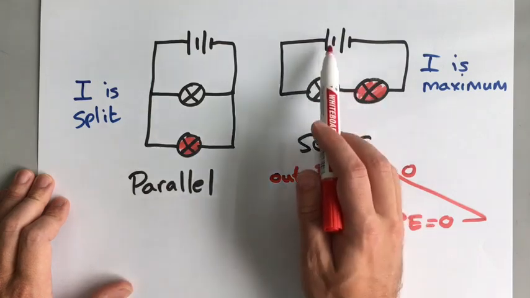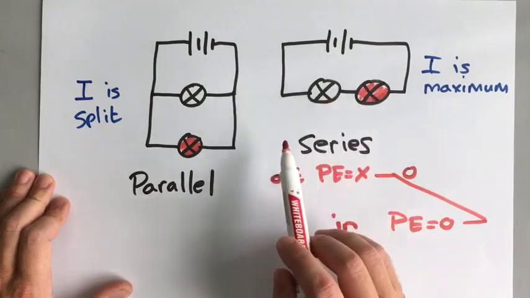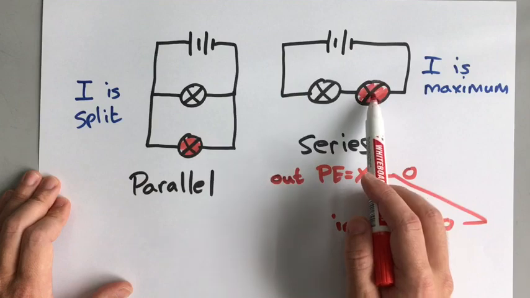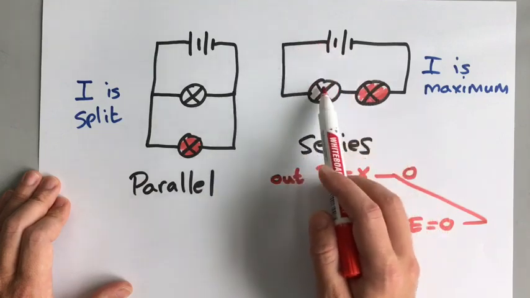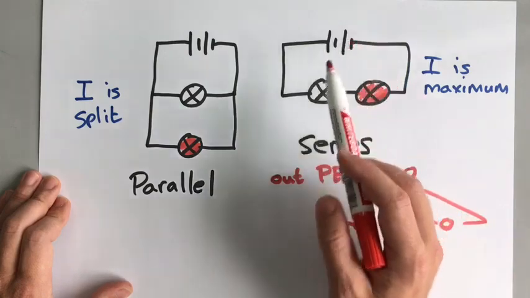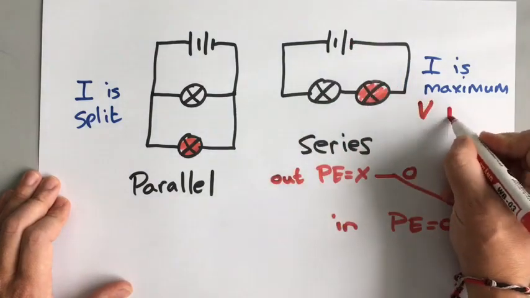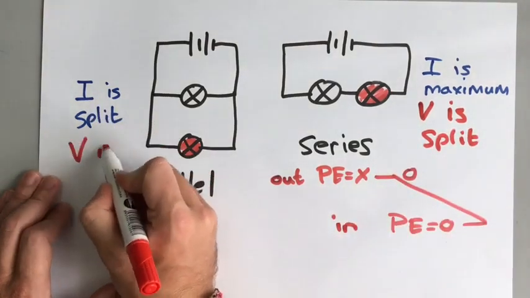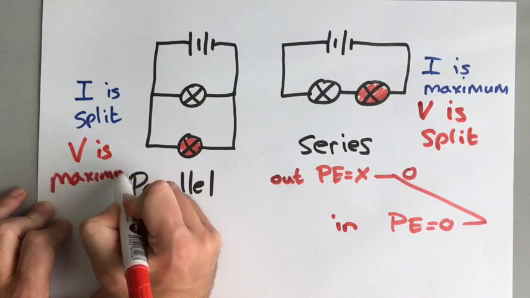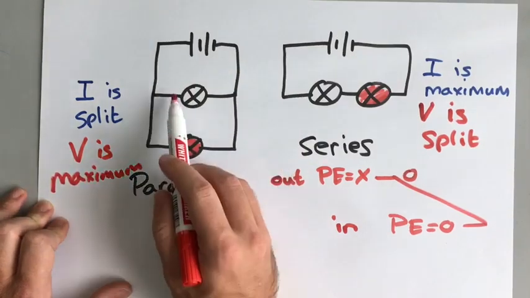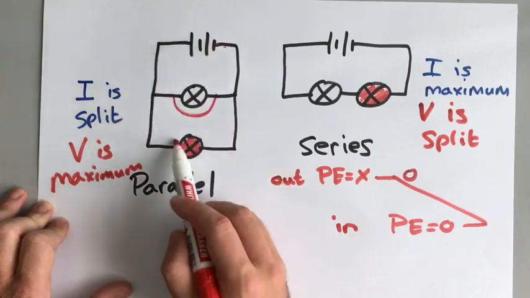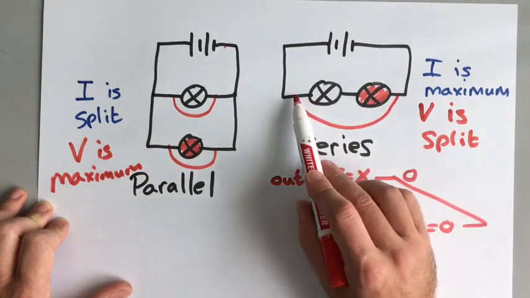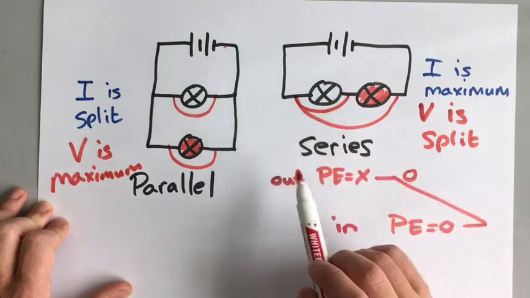Here, however, it's got to pass through two different components. So it leaves the battery, drops off some of the energy, but then also needs some more energy here. So it gives some energy here, gives some energy here, and then goes back. So on this one, the voltage must be split between the two, whereas here, the voltage is at maximum for each of these components, because that is the total voltage of the battery. But here, if you're just looking at one bulb, that is only half.